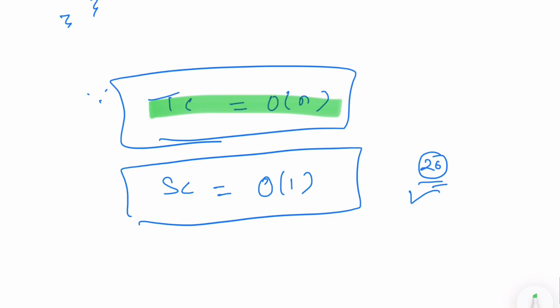For this, time complexity is O of n and space complexity is O of 1, because we have the 26 fixed character size, and that is why the space complexity remains constant.